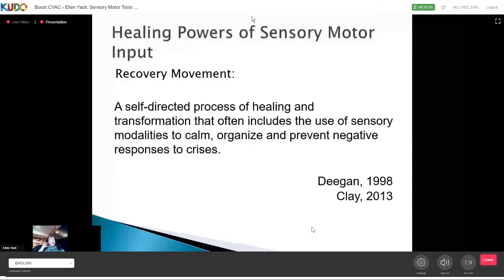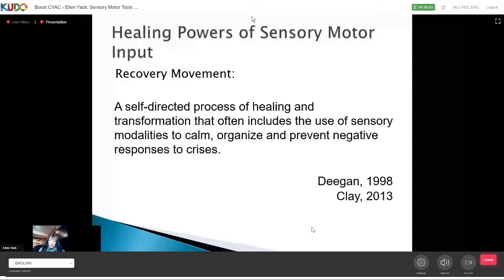Just to give you a bit of background, the use of sensory motor tools within mental health practice has a long history, but gained recognition in 1998 through some of the work of Patricia Deegan. She's an individual who was involved in developing the recovery movement. She herself has schizophrenia, and she talked about the importance of integrating sensory motor tools into daily life to help support and minimize some of the experiences she had. This is a quote of hers.